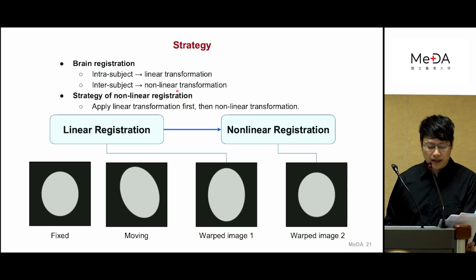When applying nonlinear transformation, many algorithms are designed to initially apply linear transformation to roughly align the two images. Subsequently, nonlinear transformation is applied for finer alignment. This two-step approach helps achieve a more accurate and efficient registration.